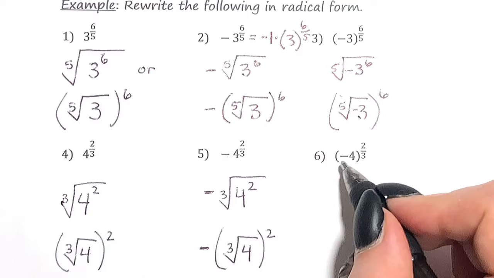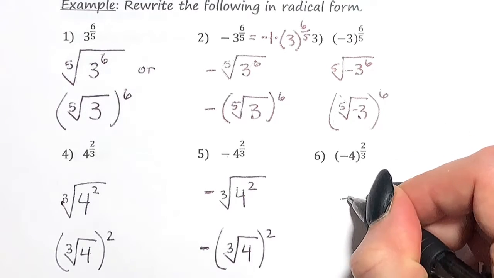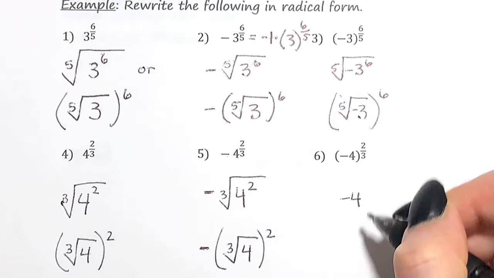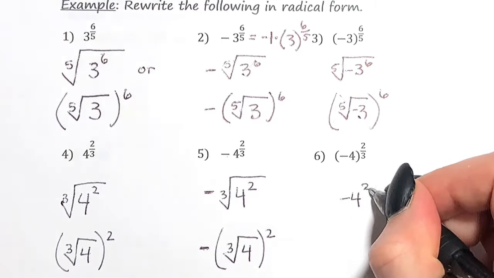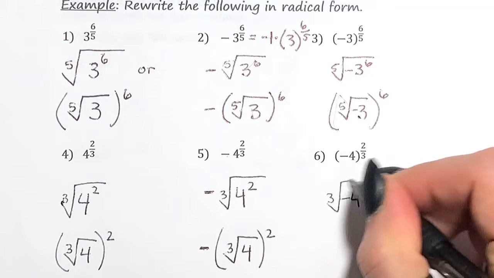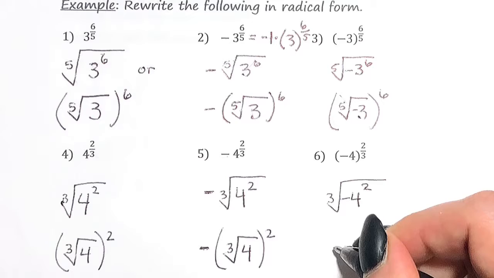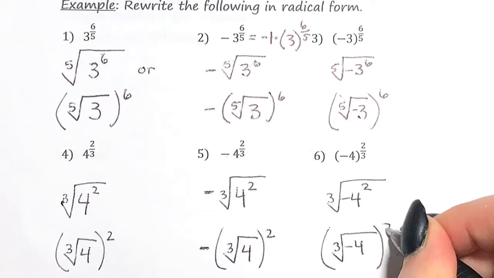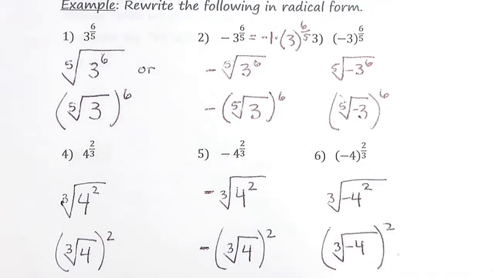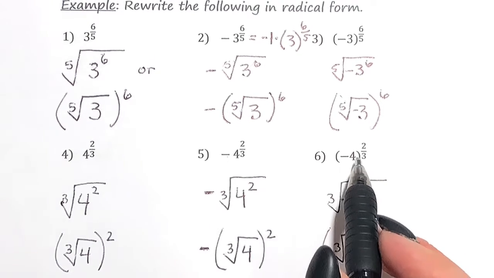But on this one, we do have the negative on the inside, so that means the negative is going to go inside of all of the roots and the powers. So we can have our negative 4 squared and then our cube root on the outside, or we can do our negative 4 with the cube root, and then all of that being squared. Okay. So again, just be careful with that distinction of no parentheses versus parentheses.